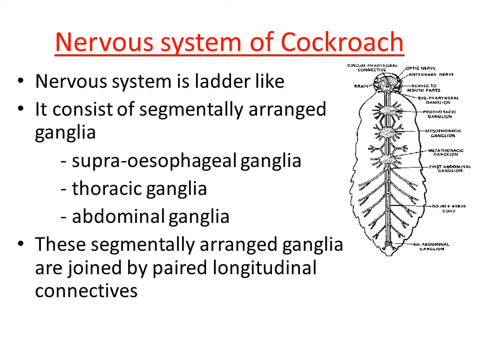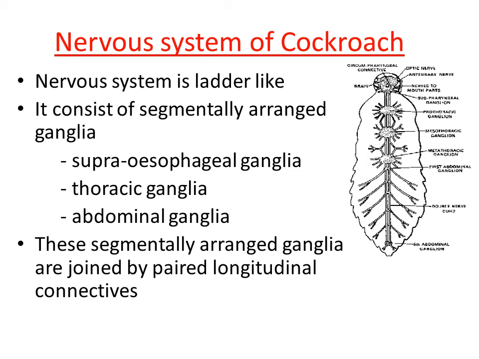So a paired nerve cord is present on the ventral side to connect the ganglia present in different segments of the body. The supraesophageal ganglia are connected with the thoracic ganglia, and the thoracic ganglia are connected with the abdominal ganglia with the help of paired longitudinal connectives. And the nerve cord in turn supplies nerves to every corner of the body. So this is how the network of the nervous system can be seen in the cockroach, right?